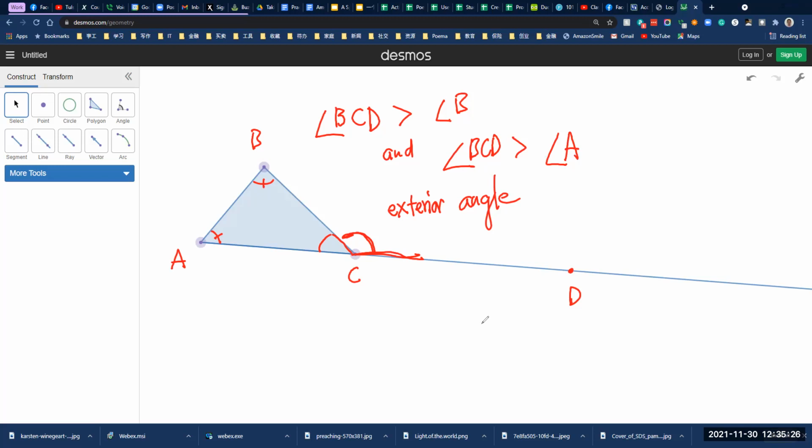Now, if you look at it, it makes sense, right? But how do we prove that? This actually is a very important theorem with triangles: an exterior angle is always bigger than the two opposite interior angles. Now, to prove it, of course, we have to use construction.